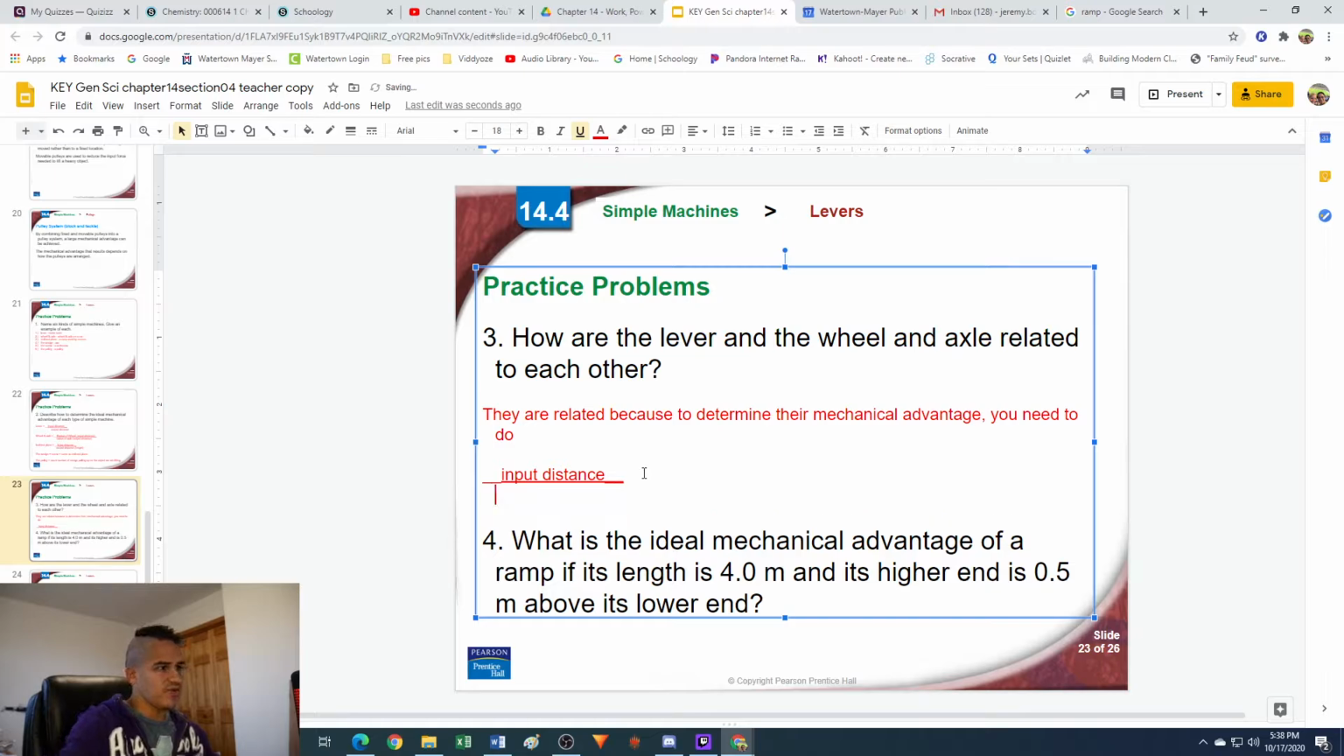Input distance divided by output distance, okay? That's how they are related. And this is going to be equal to ideal mechanical advantage, or IMA. Okay, that's how they're related.